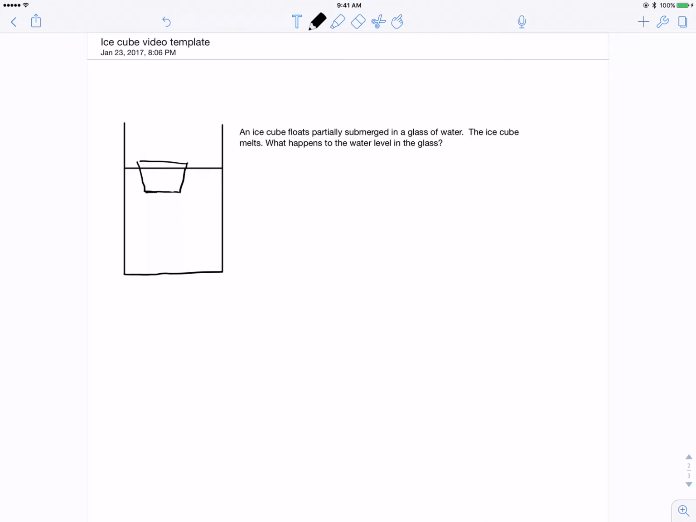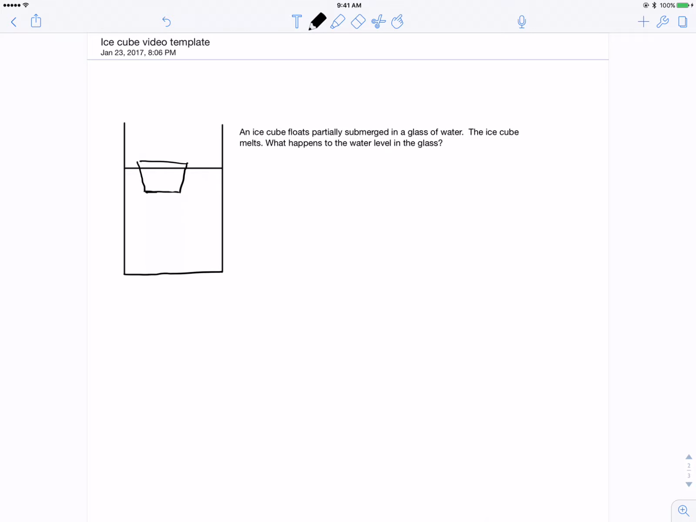An ice cube floats partially submerged in a glass of water. The ice cube melts. What happens to the water level in the glass? So it's either going to stay the same, or it's going to go up, or it's going to go down. But weirdly enough, the first question we can ask ourselves is: is this ice cube accelerating?